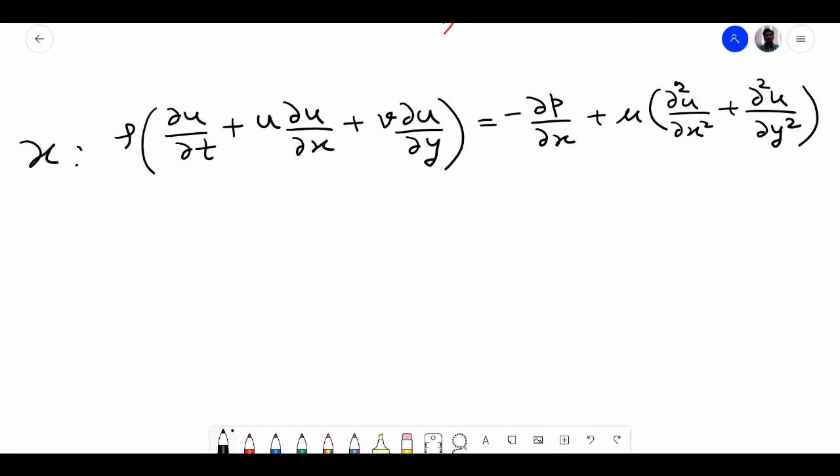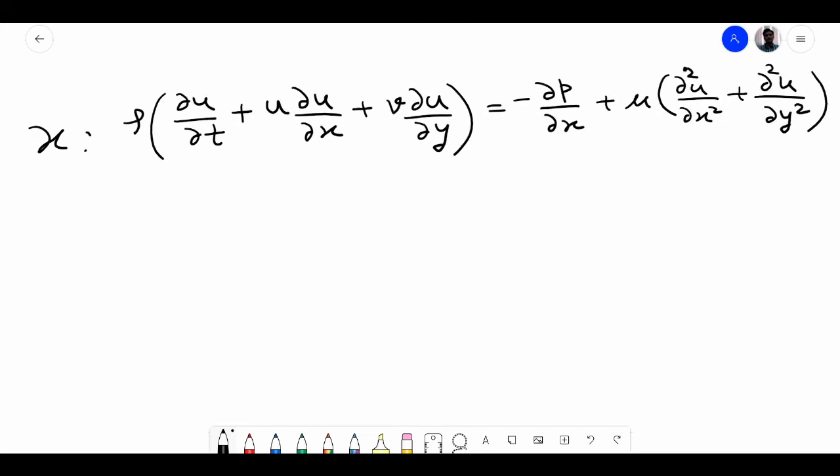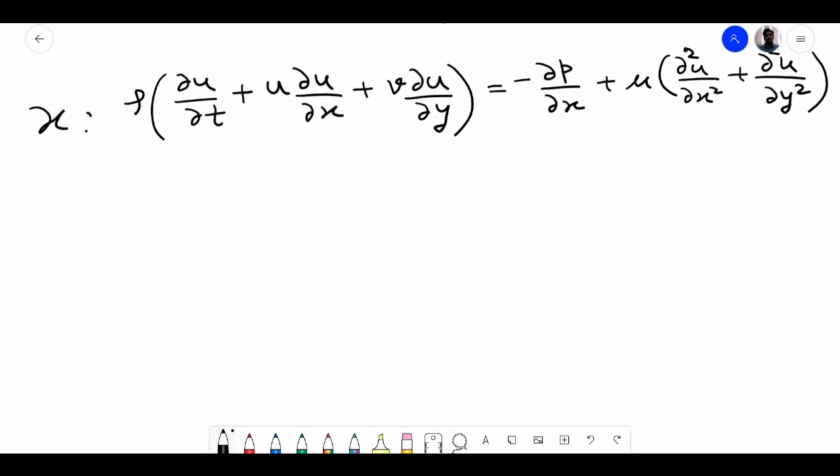Now, what is meant by non-dimensionalization? We want to rearrange these terms. We want to define some new terms which are non-dimensional, and we want to rearrange them such that every term has no dimension. Okay, this may sound weird, but let us try this. Let us take some characteristic scales. What do we mean by characteristic scales?